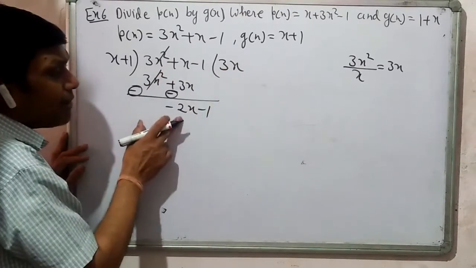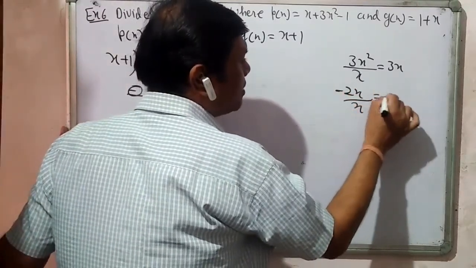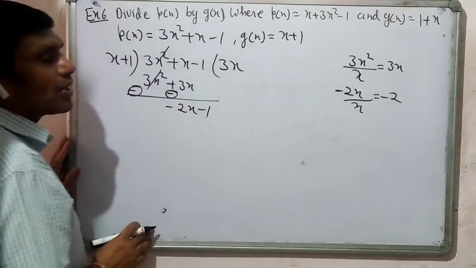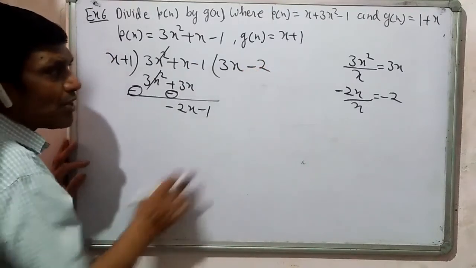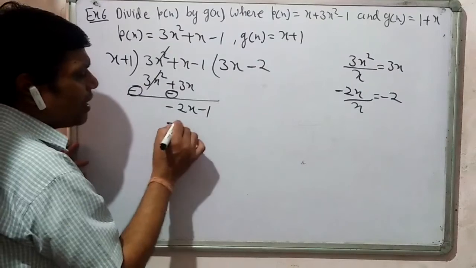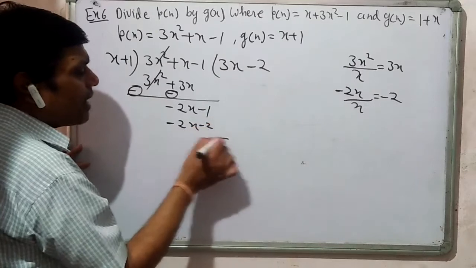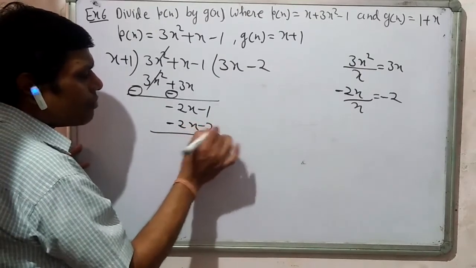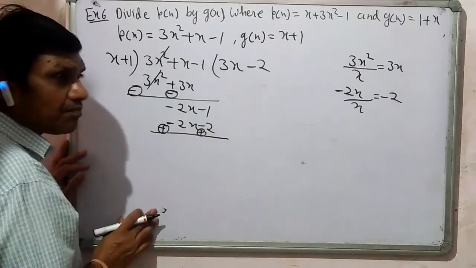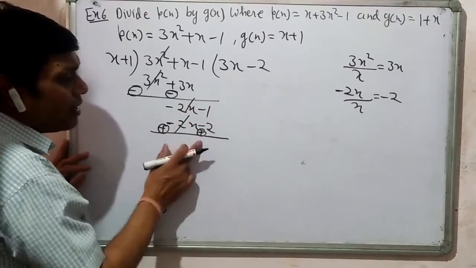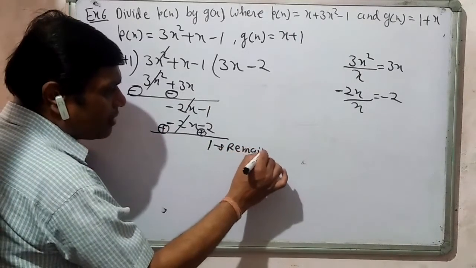We repeat the same step, highest degree term upon highest degree term, minus 2x divided by x gives us minus 2. So the next term in the quotient should be minus 2. We multiply minus 2 with x, we get minus 2x. We multiply minus 2 with positive 1, we get minus 2. We have to change the signs. Positive, positive again. Cancel it out. Plus 2 minus 1 is 1. So that is our remainder.